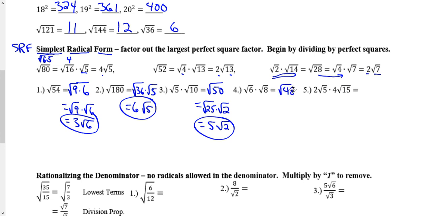The biggest perfect square factor of 48 is 16, right? Times what? And the square root of 16 is 4, times the square root of 3. All right, number 5, a little bit different.